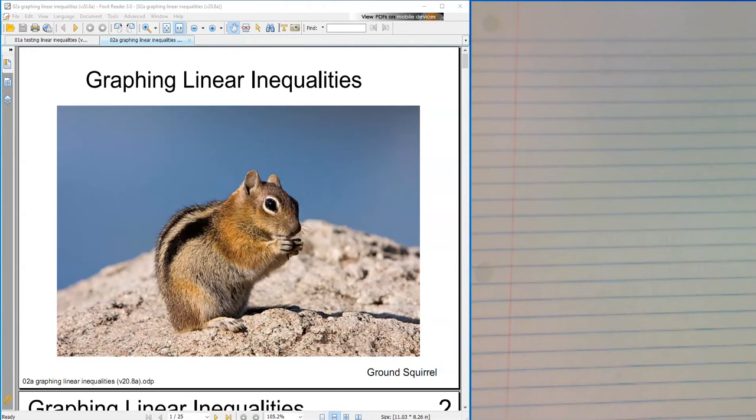Hey, it's Mr. Barr, and today we're going to be graphing linear inequalities. If you can graph lines, you can do inequalities.